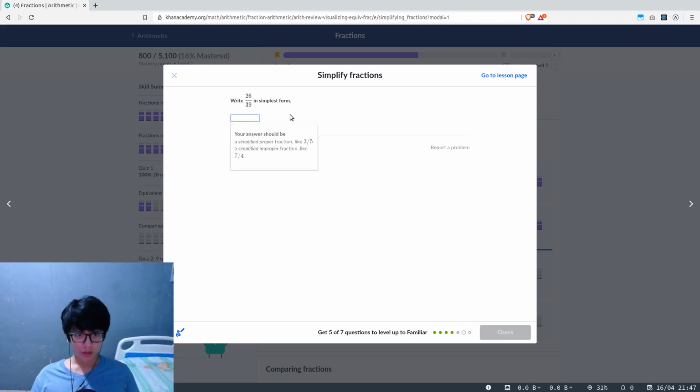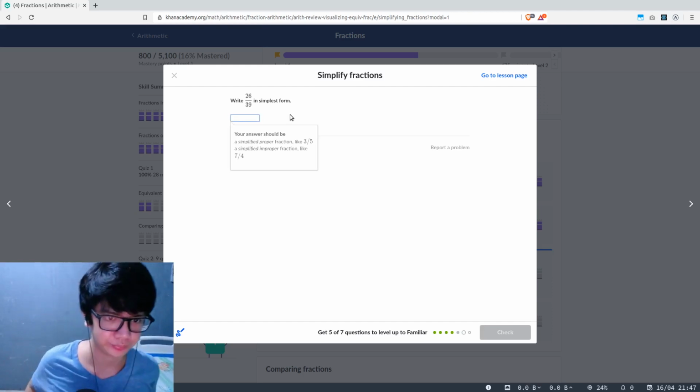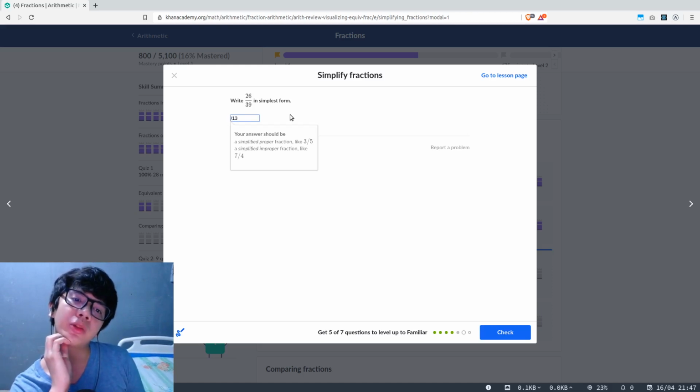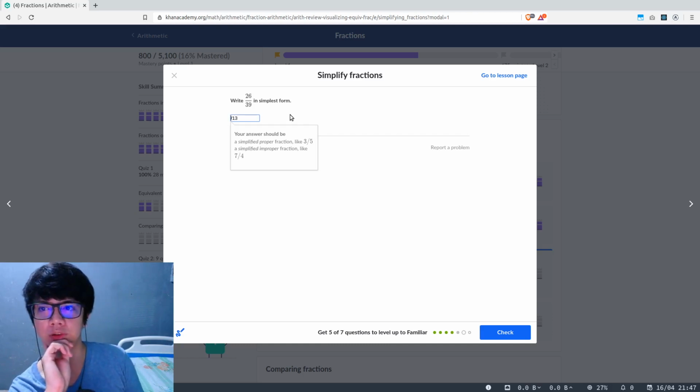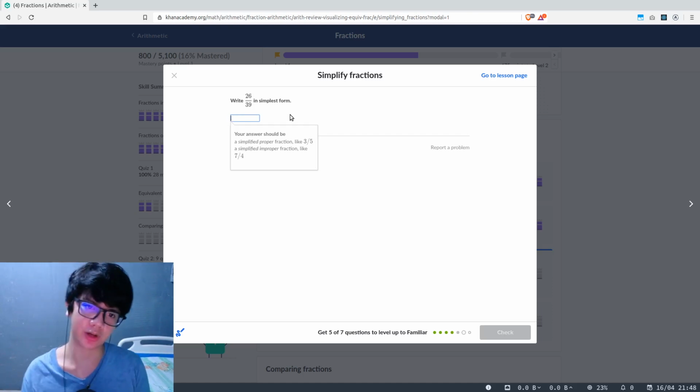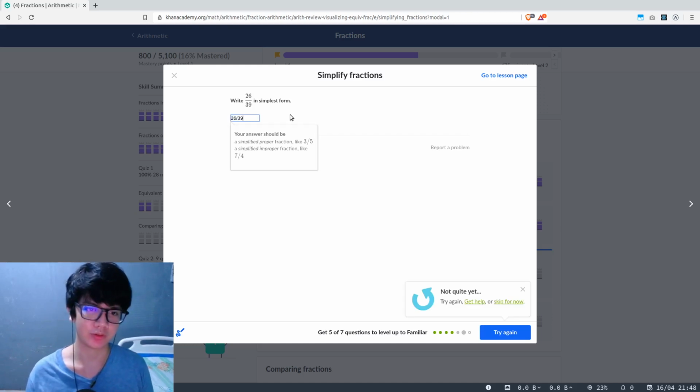Right, 26 in simplest form. Okay, it's going to divide by 3. 13. Well, 26 divided by 3, if it's 8, it's going to be 24, 7, 28. No. Divided by 3. Or it's the simplest form. Let's try it on 6, 9. Oh no, of course not.